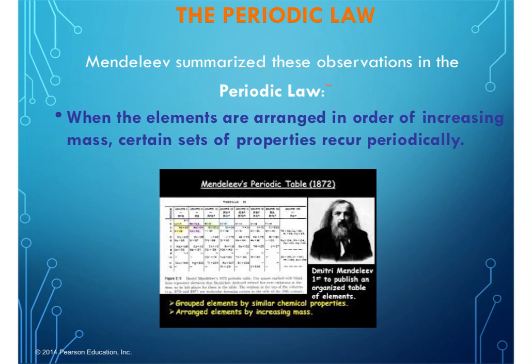Mendeleev came up with what is called the periodic law, that very simply says when the elements are arranged in order of increasing mass, and I want you to pay attention, that has changed since then, certain sets of elemental properties recur on a periodic basis.